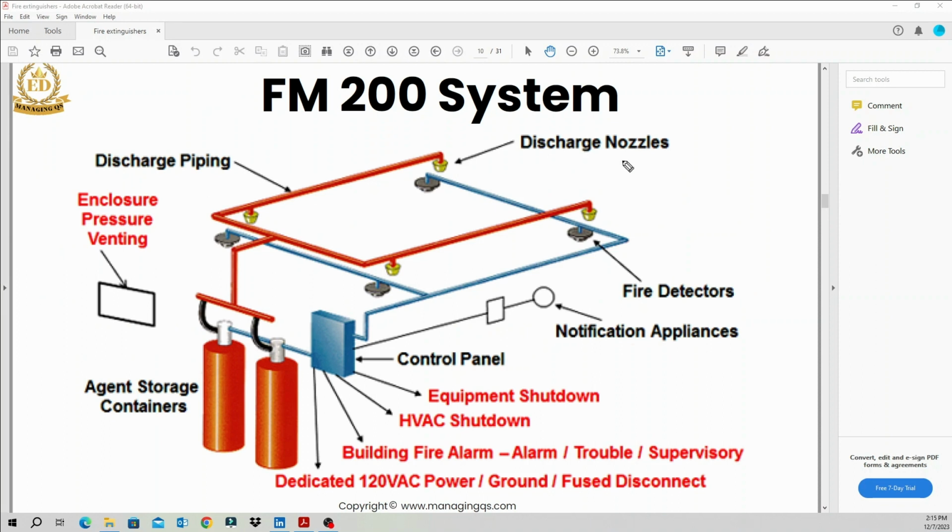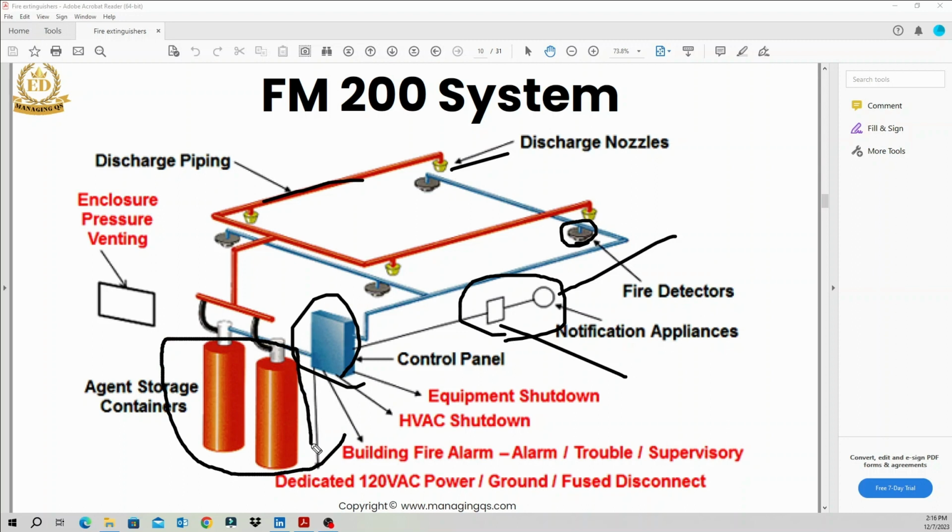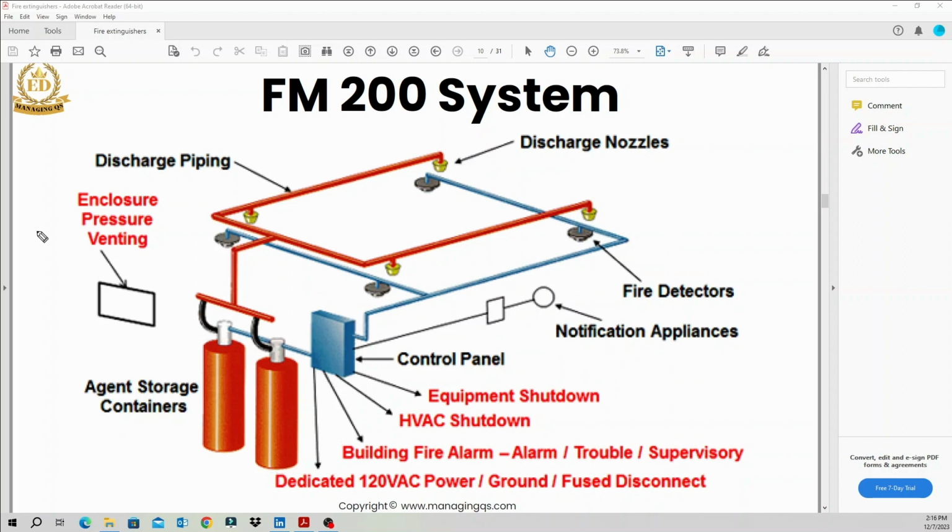This is the FM200 system that we discussed earlier. You can see the discharge nozzle. These are the fire smoke detectors. These are the discharge steel pipes. The control panel. This is the notification appliance, meaning the fire alarm. This is the flasher. These are the agent storage gas cylinders. The gas is included in these cylinders. So that's the overall FM200 system elements. Okay, right.